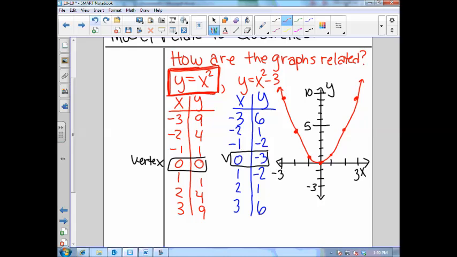Okay, now take your second color, and once again we're going to color code. So if I want mine in blue, I come over here to my equation and I make sure I color code that the one in blue is this one. Y equals x squared minus 3. And then graph it.